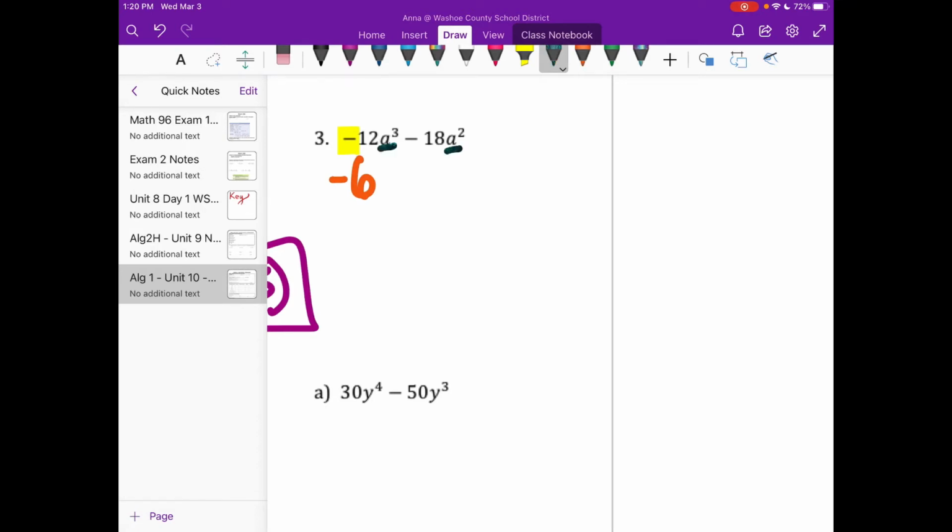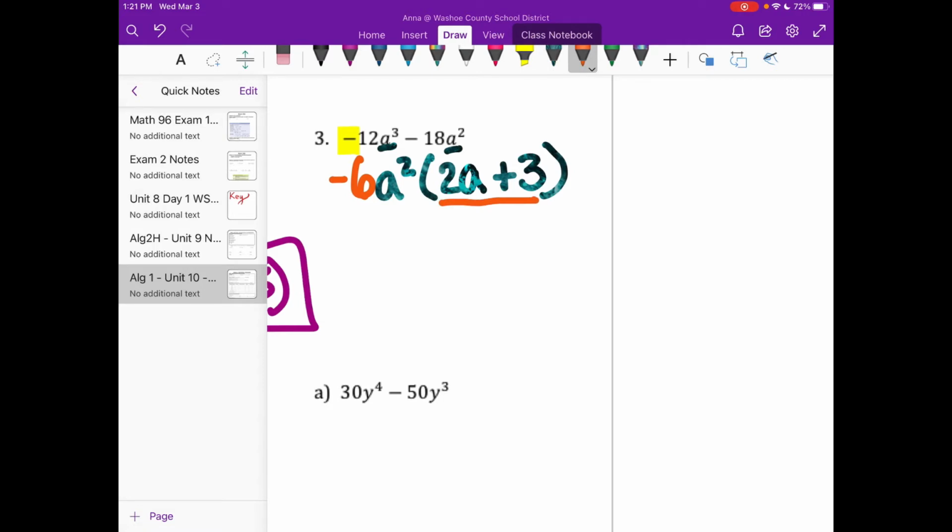And then they both have a's. This one is a cubed, this one is a squared. So I'm going to take out a squared because that's the most I can take out. Now let's write what's left. Negative 12 divided by negative 6 is positive 2. I took out 2 a's and there's 1 a left. And then negative 18 divided by negative 6, that's going to be positive 3. And I took out all the a's.